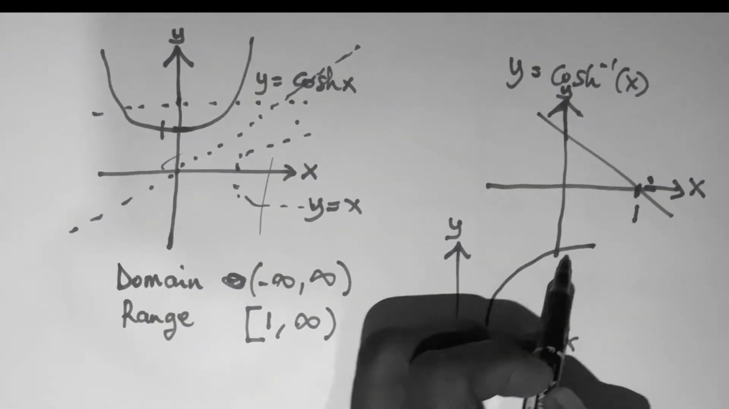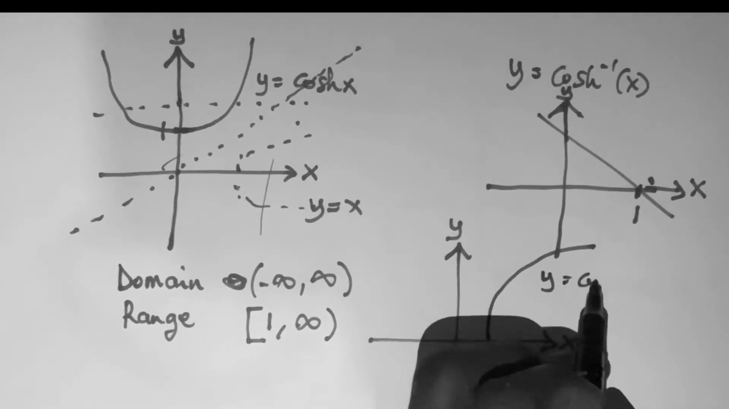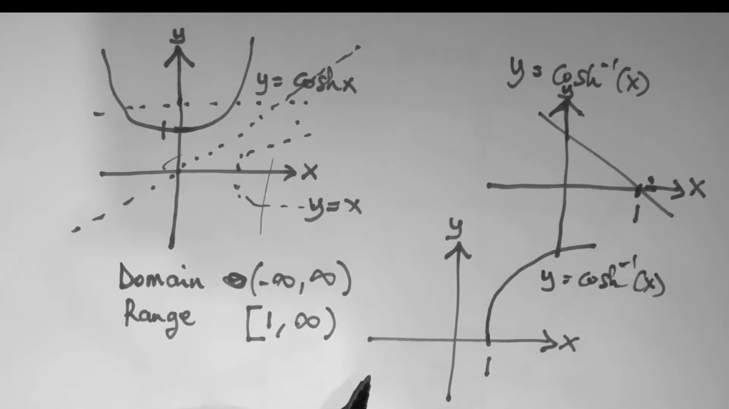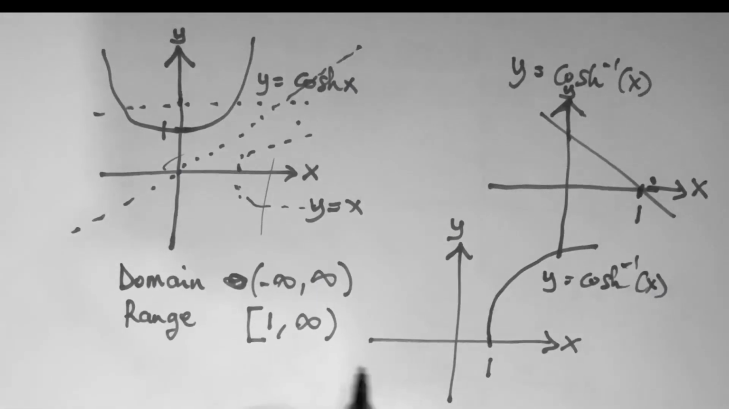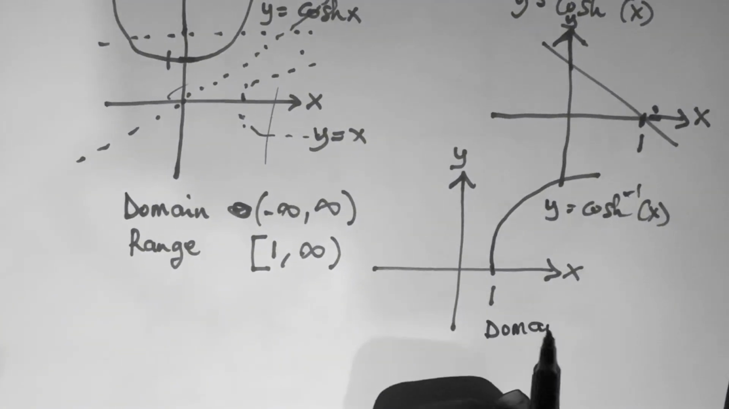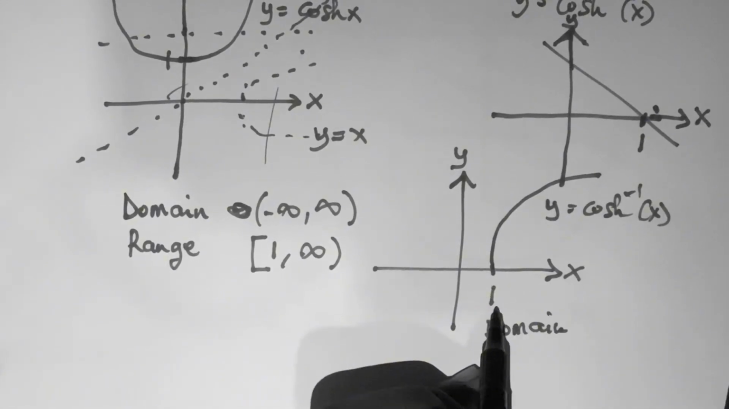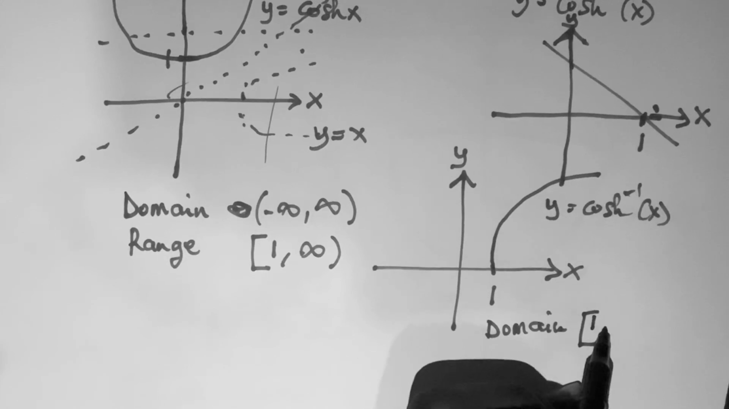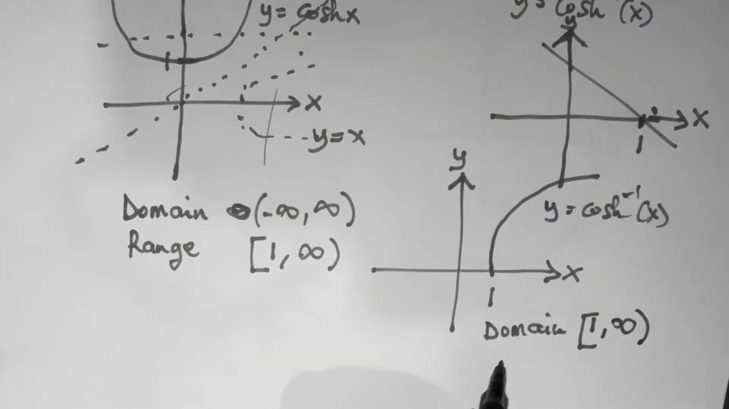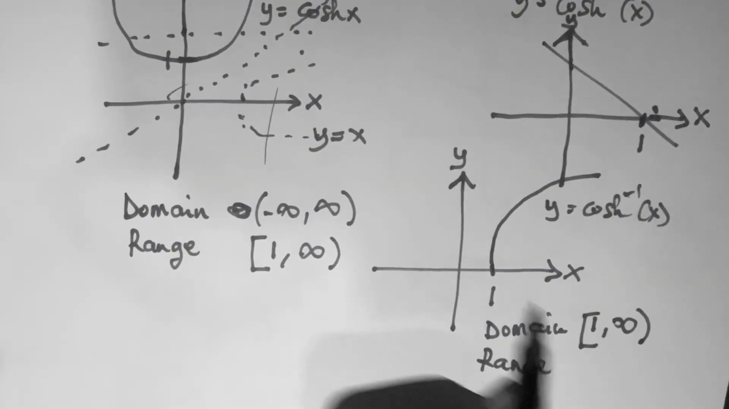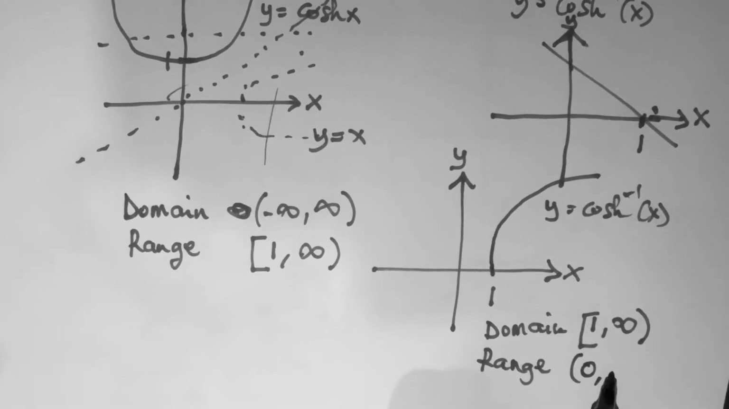So this is the curve y equals cos inverse of x. Now let's write the domain of this curve. With the domain, you see that the least value starts at 1, and 1 is inclusive. It is 1 and then infinity. And then for the range, you see that the least y value is 0. Sorry, 0 is inclusive. So this is 0 and then infinity.